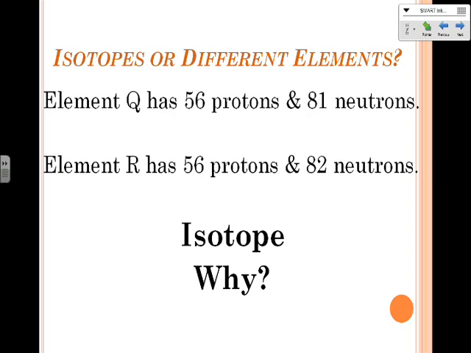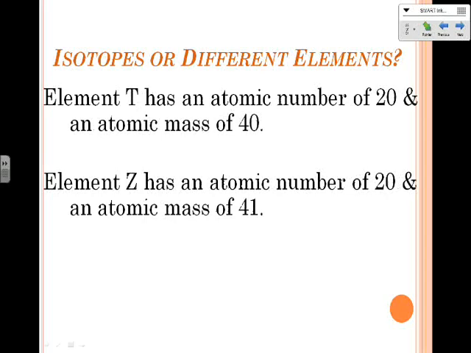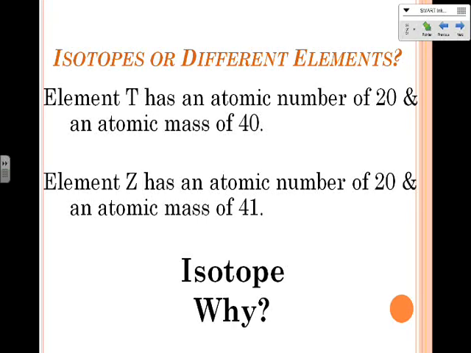They're isotopes because they have the same number of protons, a different number of neutrons. Now we get a little tricky. We've already talked about atomic number and atomic mass, so now let's determine, are these isotopes or are they different elements? Pause the video and make your decision. These are isotopes because remember, the atomic number tells you the number of protons, and the atomic number is the same in both of these, so that means they're isotopes.